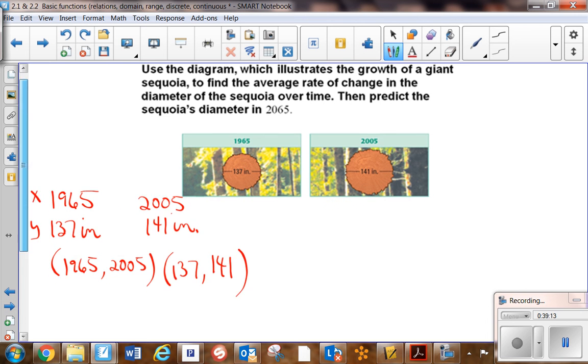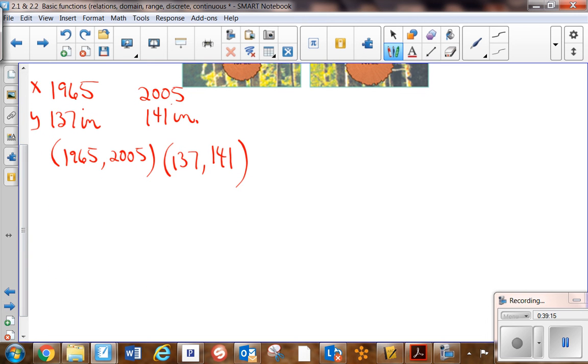And we're going to subtract. 141 minus 2005 is, help me out. Wait, what did I do wrong? You paired up the X's. I did. Whoa. 1965 is 137 inches. 2005 is 141 inches. There we go. All right.